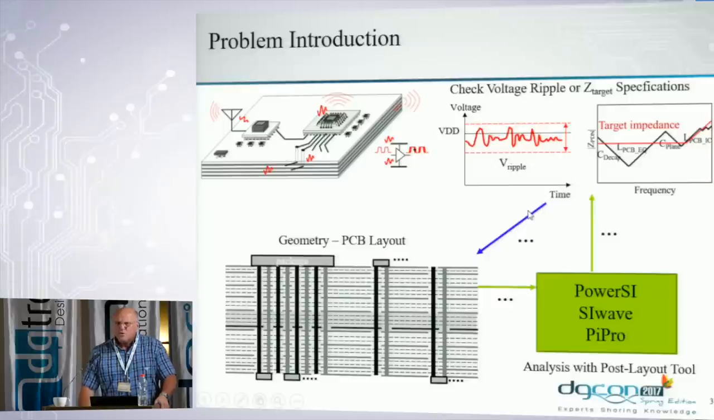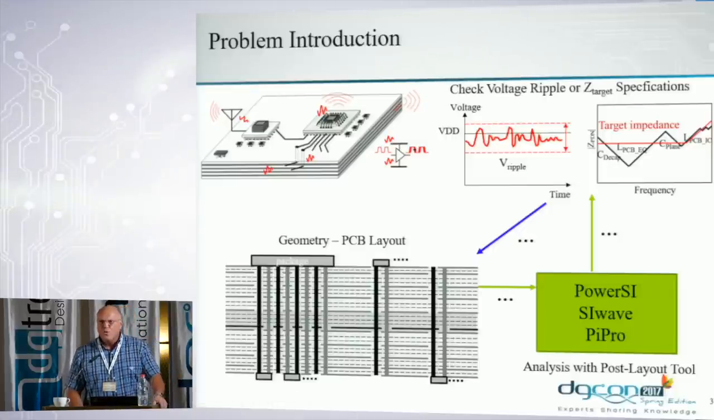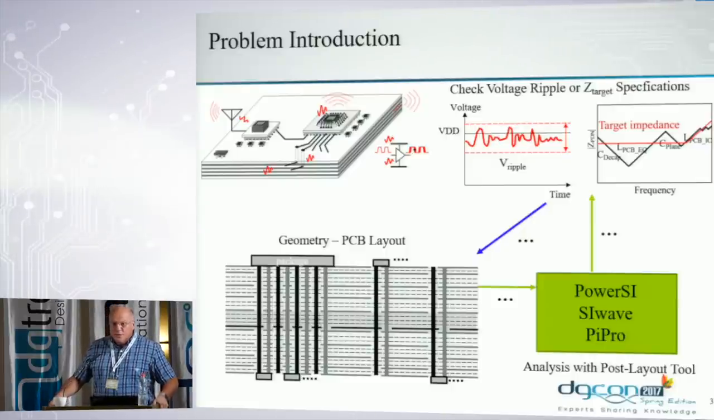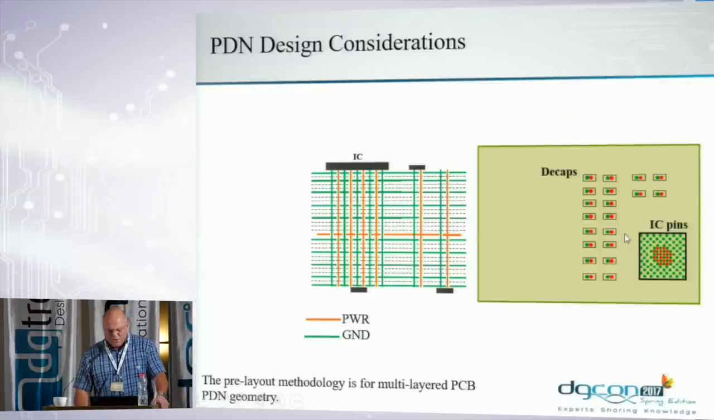So the fact that the tools will give moderately good agreement with each other is no surprise. But when we're using the post-layout tool, oftentimes we're caught in this trial and error rat race. And it would be good if we could do just some reasonable and meaningful pre-layout calculations to get us in the ballpark, to eliminate some of the trial and error. Let me make some suggestions here.